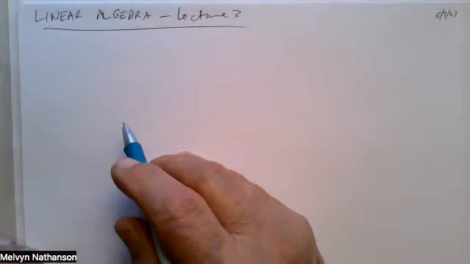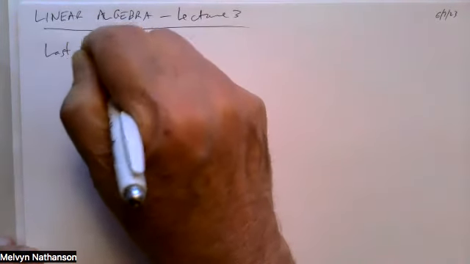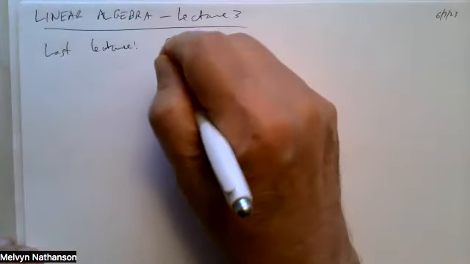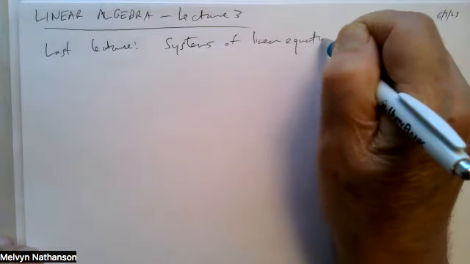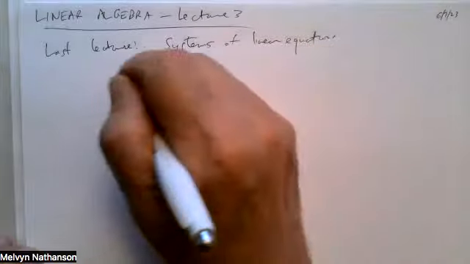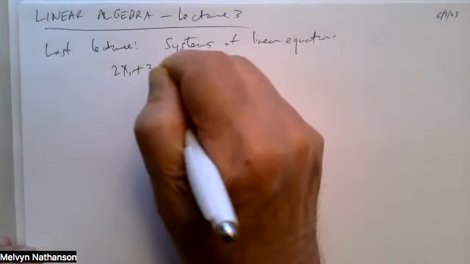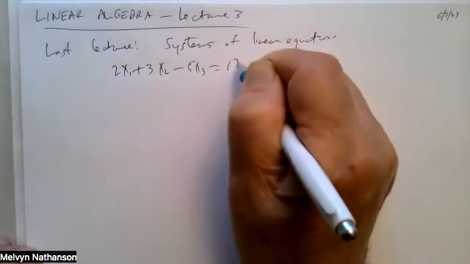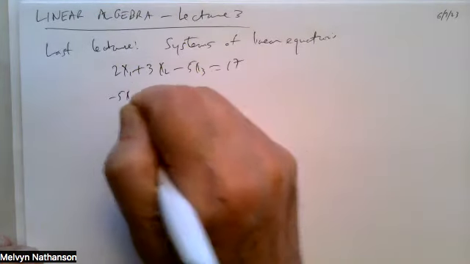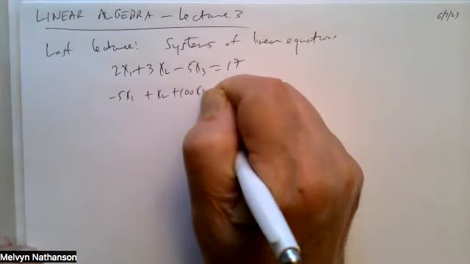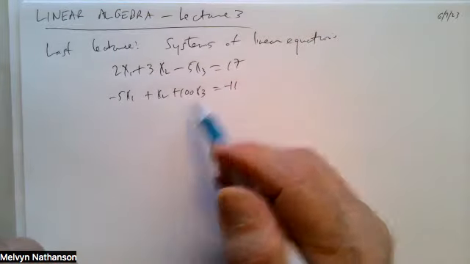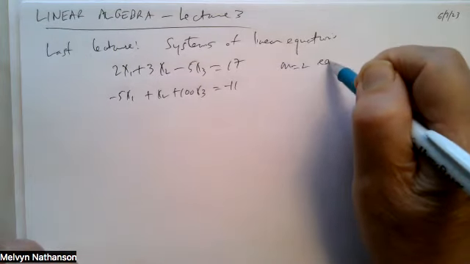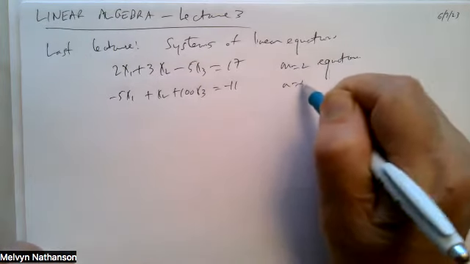So this is linear algebra lecture 3. And in the last lecture, we looked at systems of linear equations. So this is something that looks like 2x1 plus 3x2 minus 5x3 equals 17, minus 5x1 plus x2 plus 100x3 equals minus 11. This is a system of two equations in three variables.